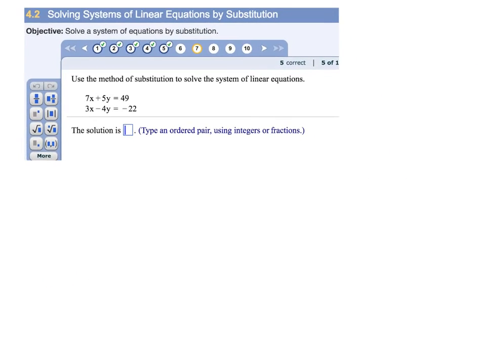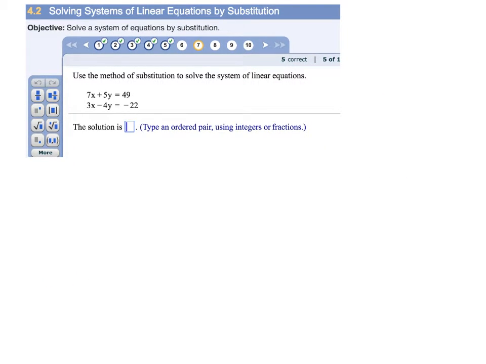So we're going to continue solving this system of equations, and I'm going to begin by writing both of our equations. And 3x minus 4y equals negative 22. Again, neither of these equations has been solved for a variable. So I'm going to solve one of them for a variable, and it doesn't matter which one you solve. They're both ugly, so let's solve for this one. And let's solve for x, I guess.